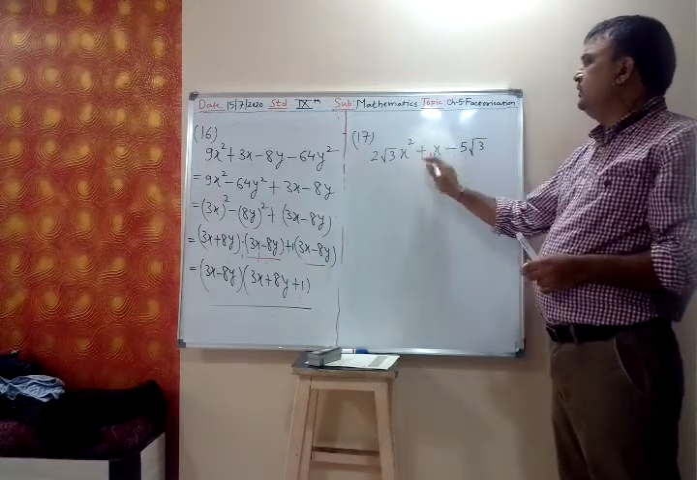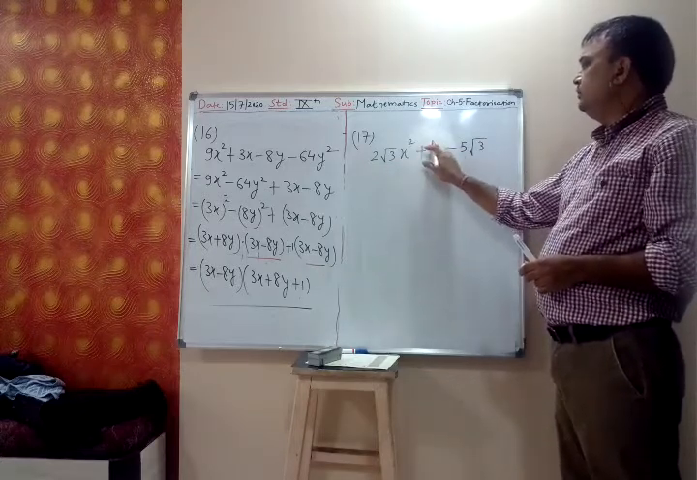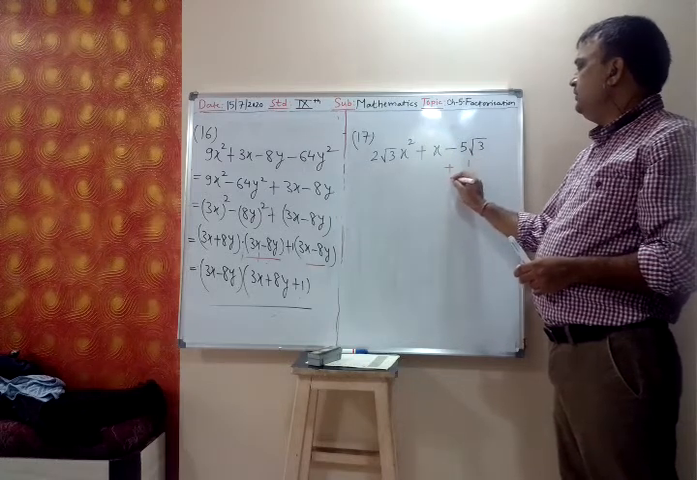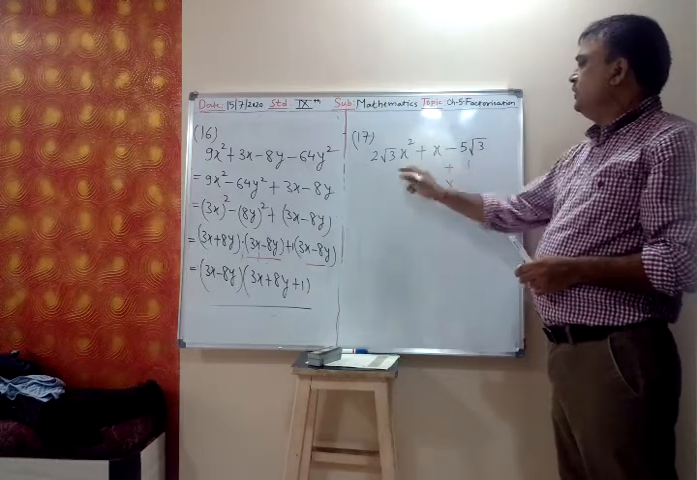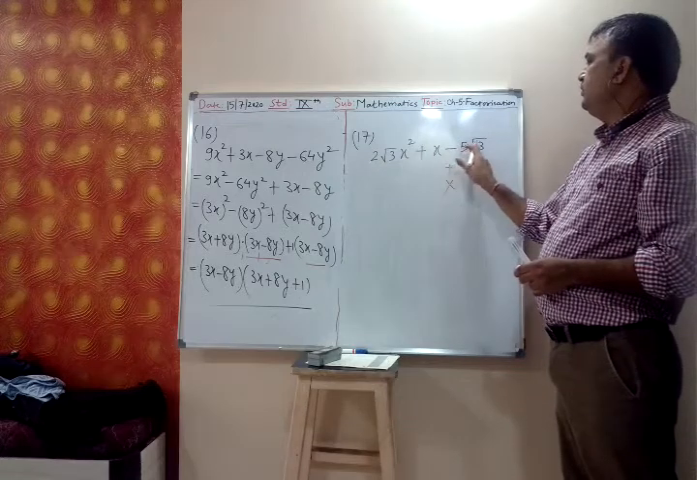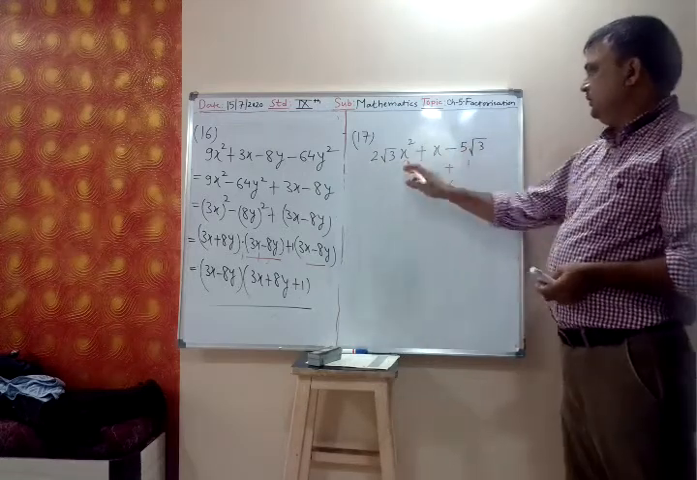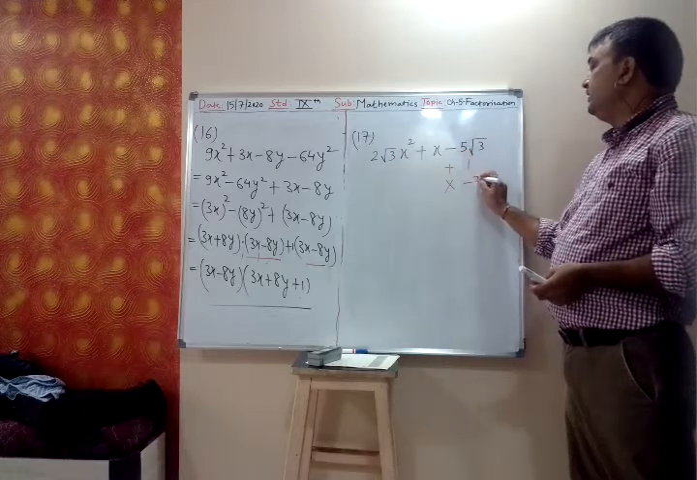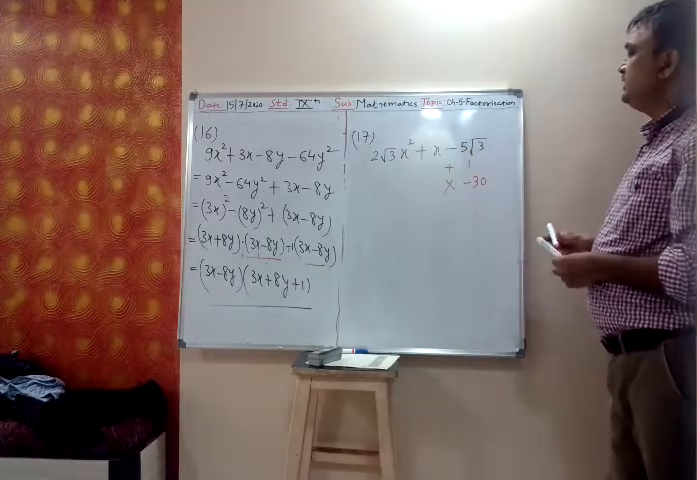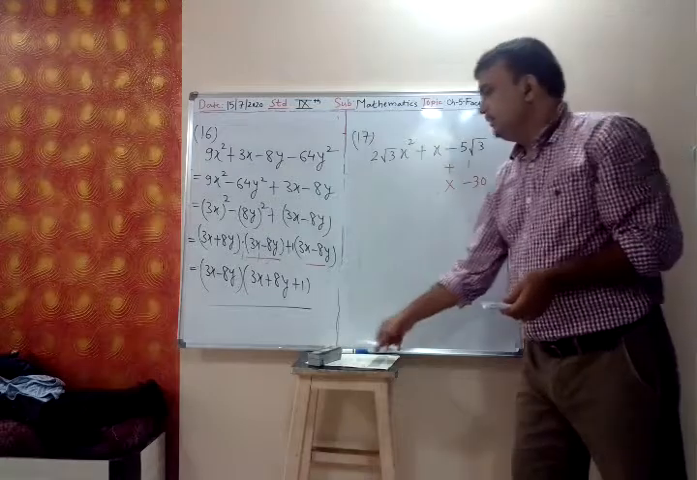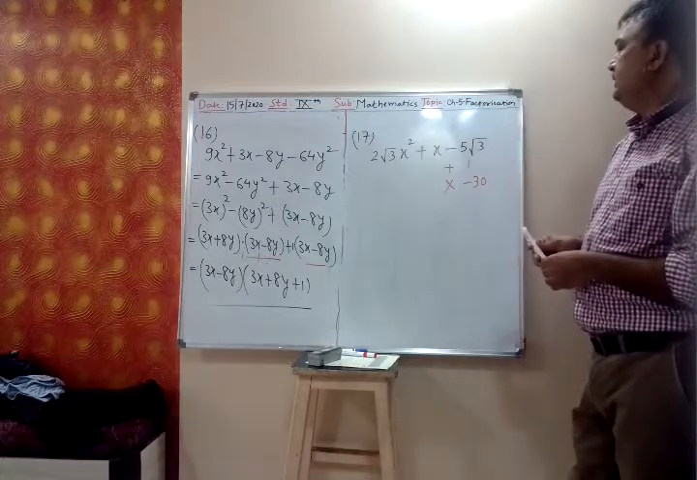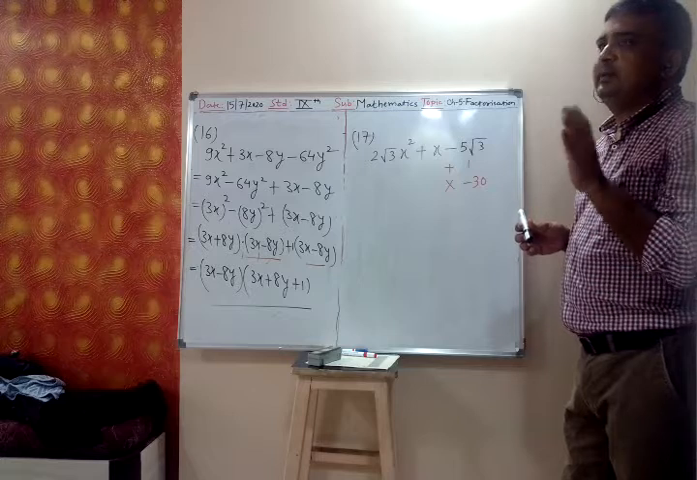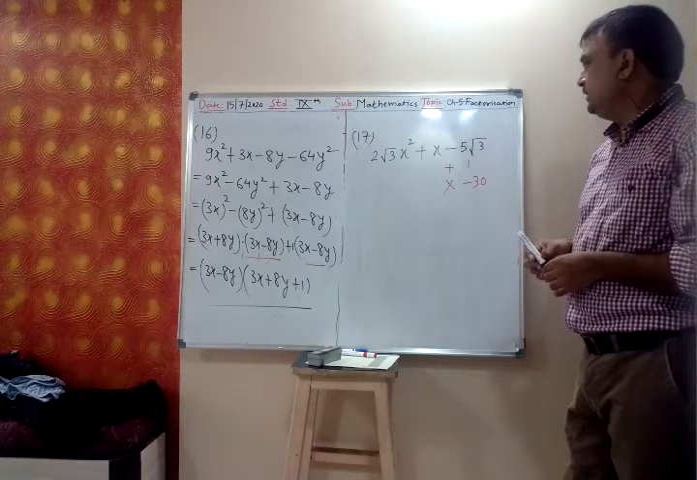Find two numbers whose sum is plus x, means whose sum is plus 1, and multiplication is 2 root 3 into minus 5 root 3. So 2 into 5, 10, 10 into 3, 30, minus 30. So what are two numbers whose sum is plus 1, multiplication is minus 30? Plus 6 and minus 5.